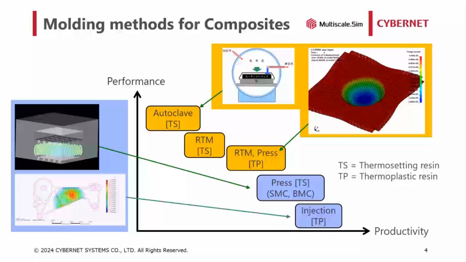Autoclaving is a method which can obtain the highest quality. Thermosetting resin prepreg is formed into the predetermined shape and heated in the pressurized container. It is particularly effective for parts that require high reliability, but productivity is poor.